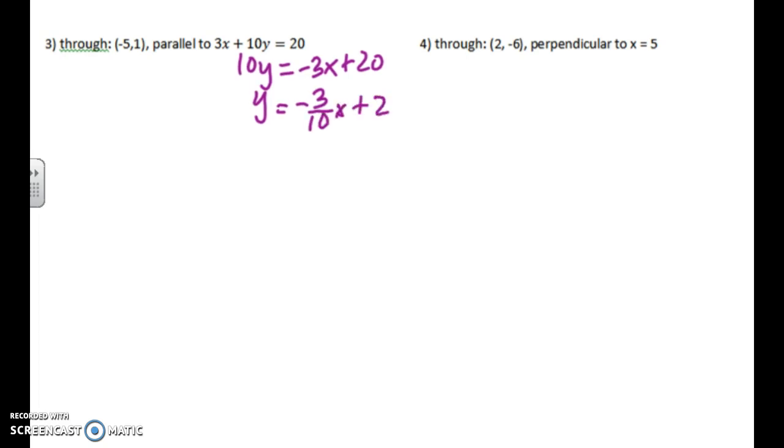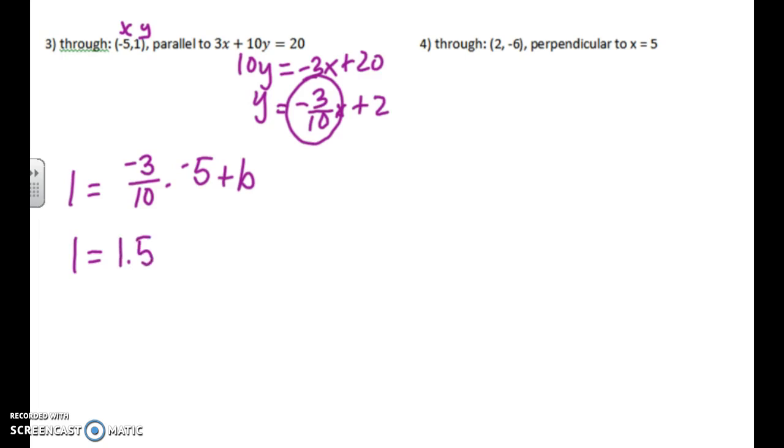And like we know, the only part we're interested in really paying attention to is that -3/10. So since it's a parallel situation, we're going to keep that slope the same. Fill in your x and your y values. So y equals m times x plus b. So we can simplify that. That is -15, positive 15 over 10, which is going to be 1.5.